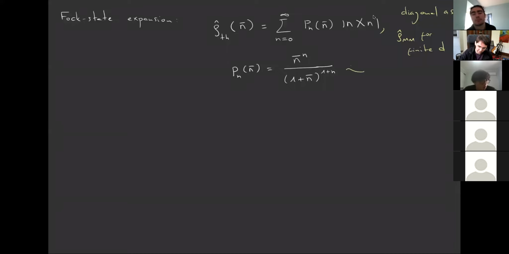However, this distribution actually becomes flatter and flatter as n increases. In particular, what you can see very easily is that Pn is approximately equal to Pn plus 1, for example, when the available energy, so the mean number of excitations, is much larger than n.